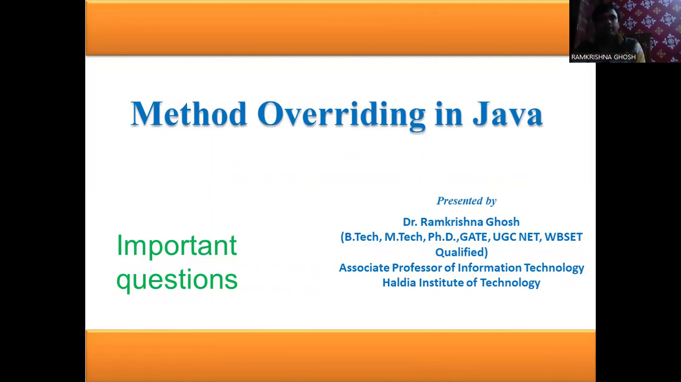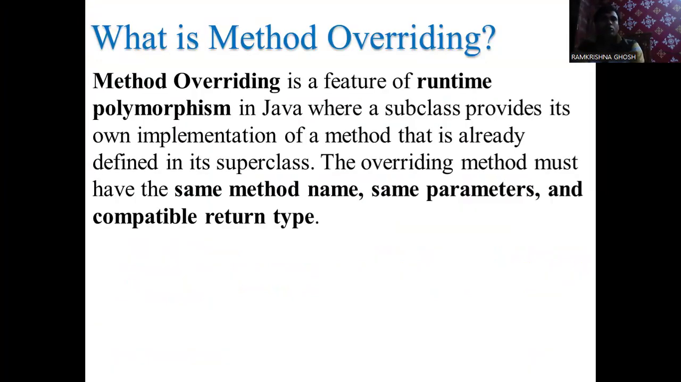Today, our discussion is method overriding in Java. You know polymorphism. Poly means many. Morph means forms. Many forms. Polymorphism means a set of actions performing different operations share the same name. Method overriding is a runtime polymorphism or dynamic polymorphism.